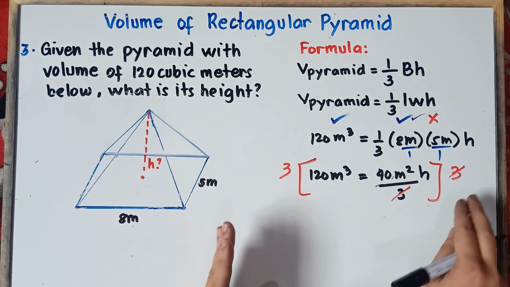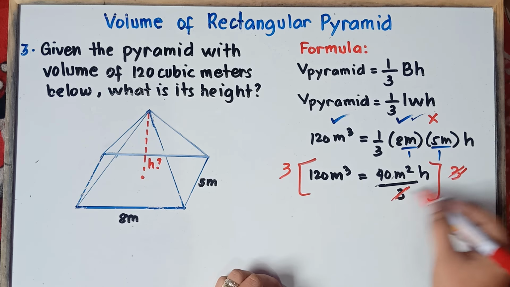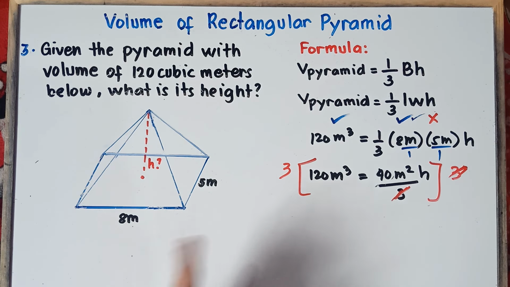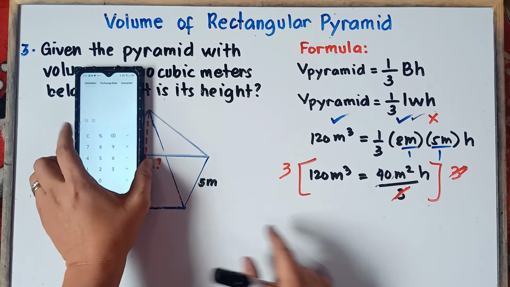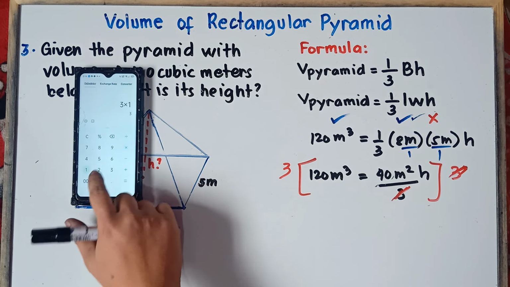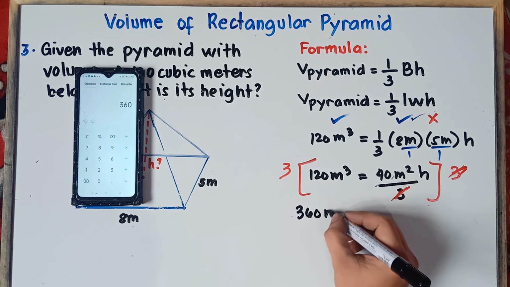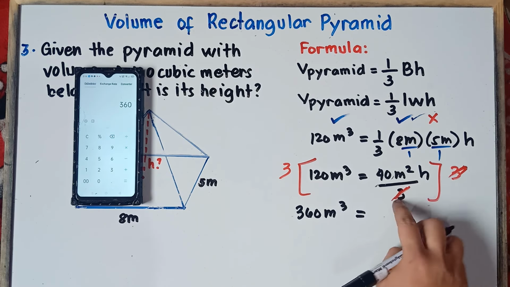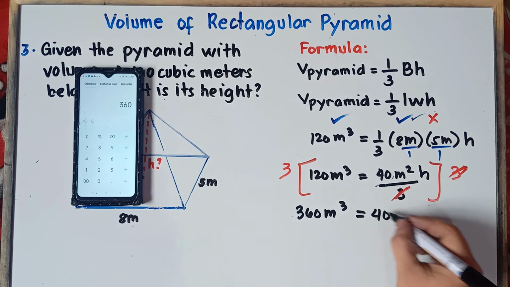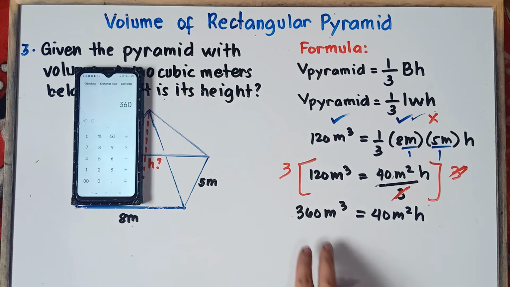Question, sir, why do we need to multiply both sides by 3? So that we can cancel this out because 3 divided by 3, that's 1. That's the first solution class, the multiplication property of equality. And then simply multiply: 3 times 120, that would be 360 cubic meters equals, then simply copy this one because we just cancel 3, 40 meters squared h. I hope you get this one class.